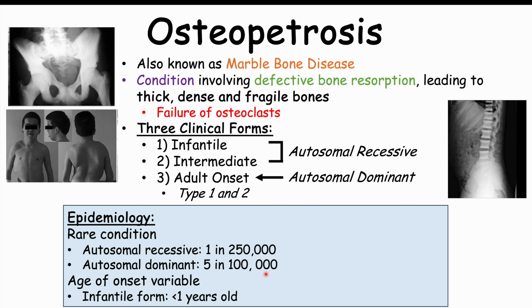If you have the infantile form, the age of onset is going to be less than 1 year of age. If you have the intermediate form, it's going to occur in the first decade of life. And the adult onset form can occur in adolescence or in early adulthood, and it's often going to be found incidentally, for instance on X-ray imaging done for some other reason. They may see some abnormality of the bone, and that is the way that it's diagnosed later in life. We'll discuss this in more detail when we discuss the diagnosis of this condition later on in this lesson.